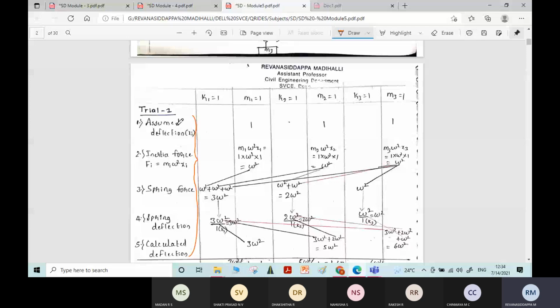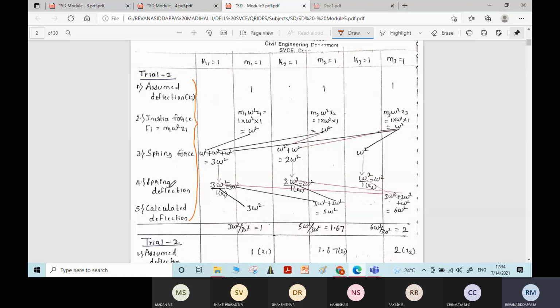For that assumed deflection, by calculating inertia force, then spring force, and then spring deflection, you will arrive at some other deflection. That deflection will be compared to the assumed deflection. If the calculated deflection is equal to the assumed deflection, then that answer will be considered as the natural frequency. Okay, I'll explain it.